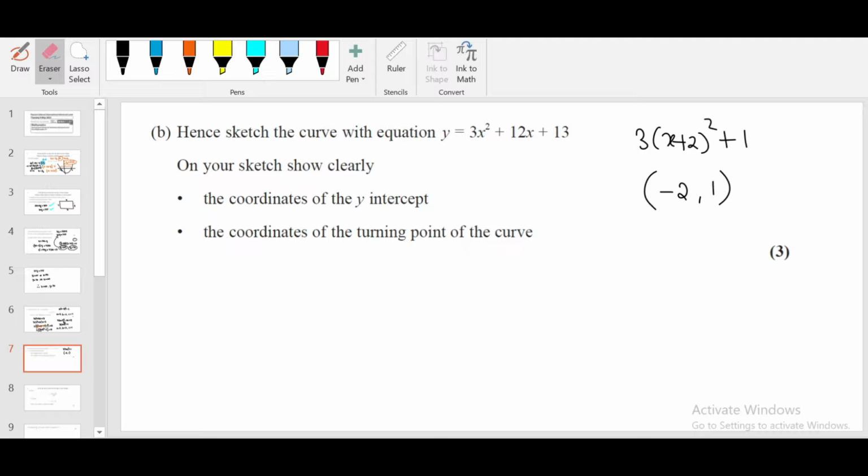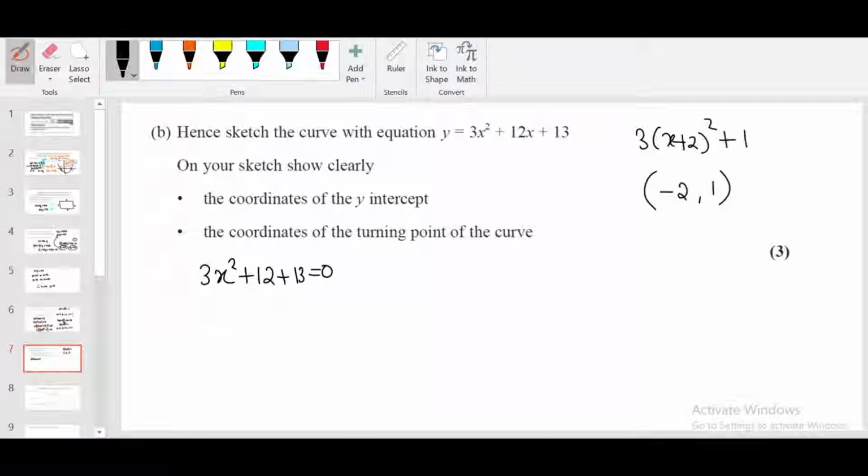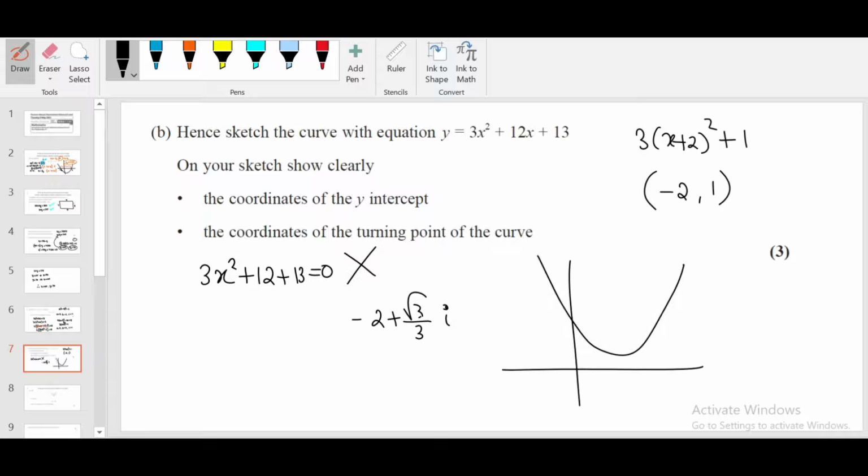Okay. Now, to sketch the graph, first you need to find the x-intercept. So you need to basically solve it. You don't need to show any steps because we are just finding the x-intercept. I'm going to put it in my calculator: 3, 12, 13. I get a complex number, with an i, root 3 by 3 i. That's a complex number. In other words, this equation has no real solution. That means the curve will be like this. It will not touch or pass through the x-axis.